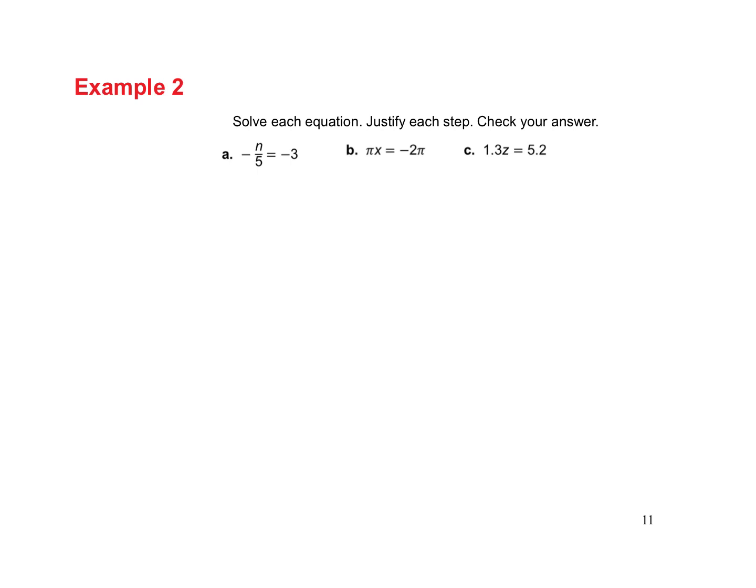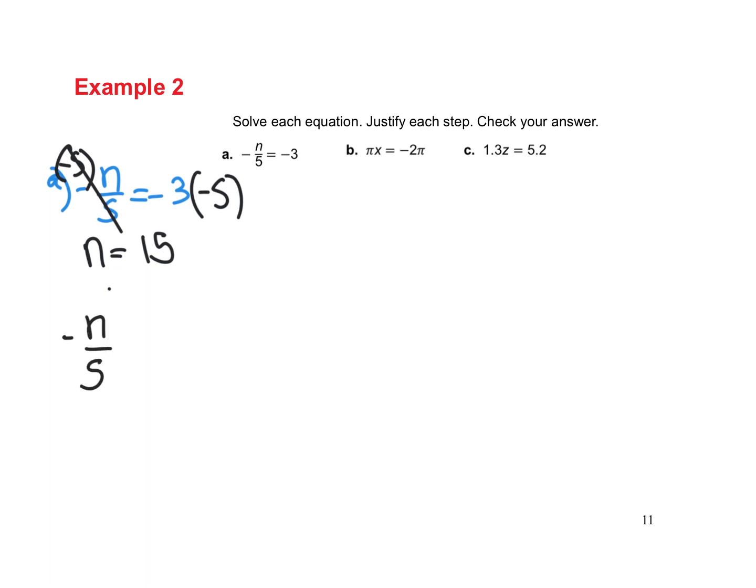Alright, so for the first one, I'm going to just rewrite it. Now I'm going to multiply both sides times -5. These are going to cancel out and we're going to get n is equal to 15. I want you guys to realize that that fraction, that negative n over 5, the negative can belong to the n, but it can also belong to the 5. So that's why we multiply by -5 to get rid of that fraction.